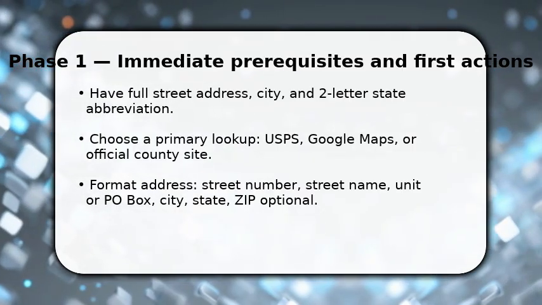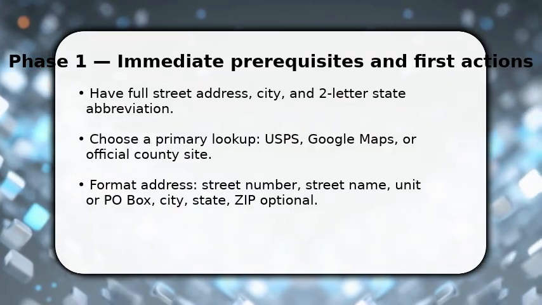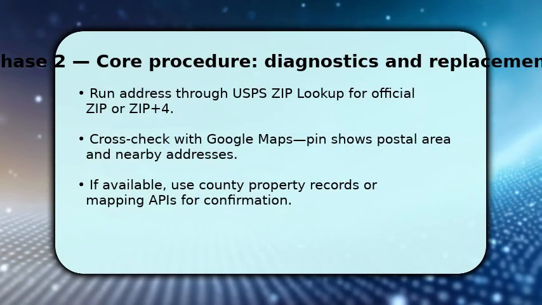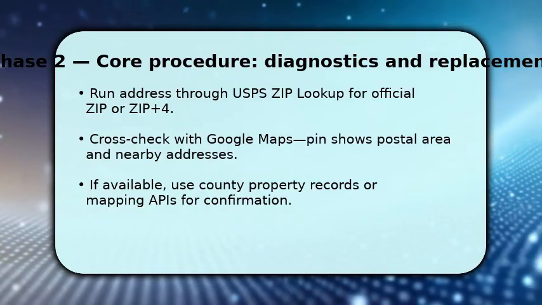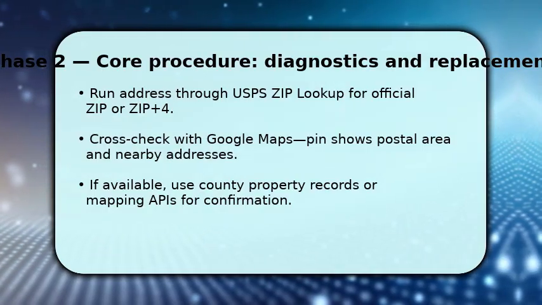While you type, observe suggestions. Autocomplete often reveals the ZIP or ZIP plus 4. If you get suggestions, pause and select the best match. Now continue by running the formatted address through USPS's ZIP lookup to obtain an official ZIP or ZIP plus 4. This is authoritative for mail.